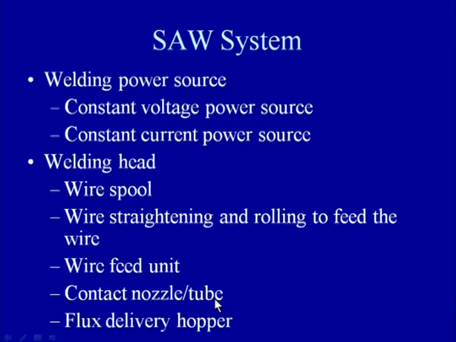This contact nozzle or contact tube delivers the required current to the electrode, so that the arc is established between the base material and the electrode. So, basically the supply to the electrode is made through the contact tube or the contact nozzle, and then there is the flux delivery hopper. The flux required for covering the arc completely from all around is fed continuously from the hopper, so that the arc is always covered by the flux and the weld pool is protected.